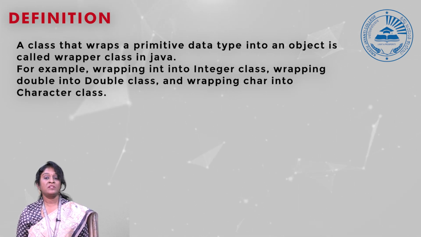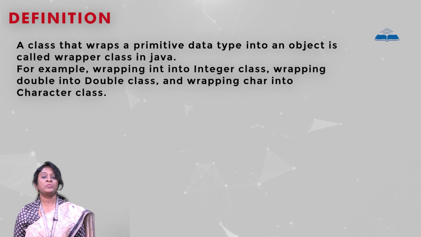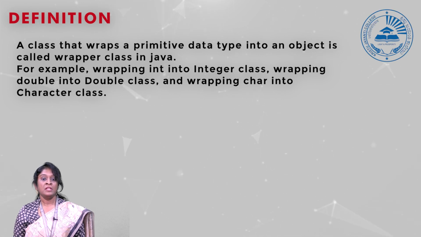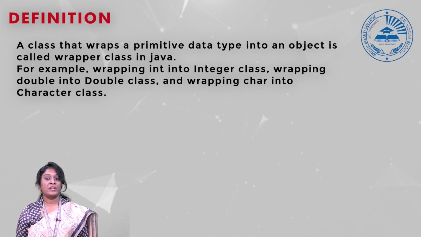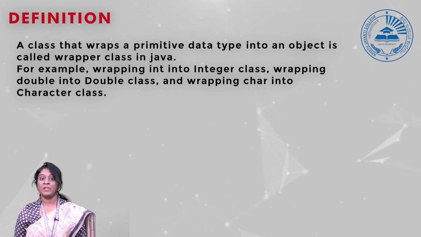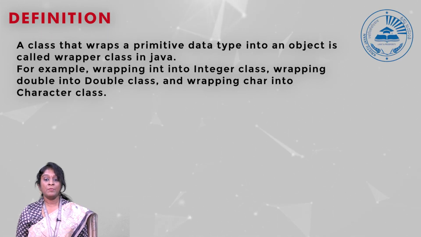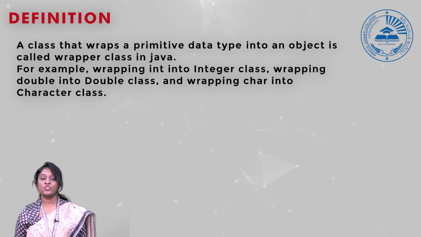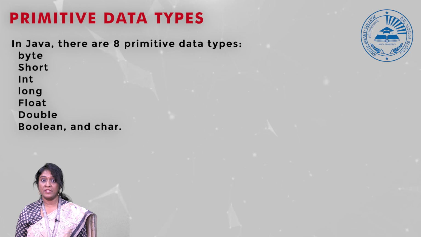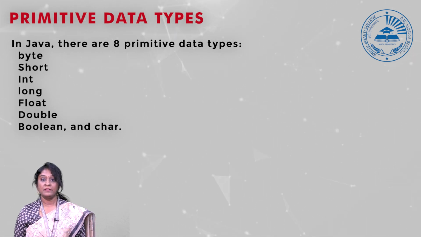So, now coming back, what are wrapper classes? A wrapper class is a class that wraps a primitive data type into an object. For example, wrapping int into the Integer class, wrapping double into the Double class, and wrapping char into the Character class. We all know int, double and char come under the primitive data types. How many primitive data types are there? There are 8 types: byte, short, int, long, float, double, boolean and char.